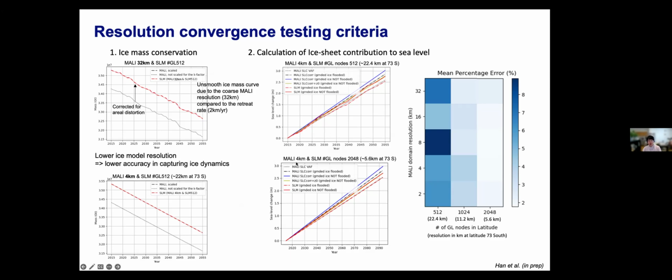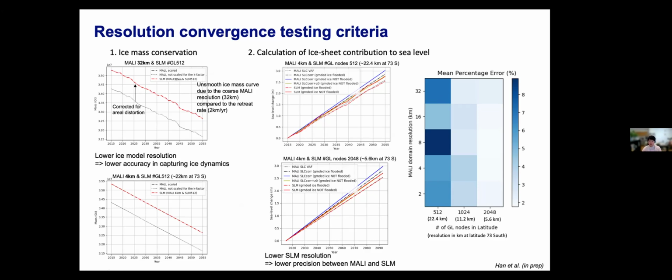Whereas in the bottom plot, it's MALI 4 kilometers versus a Gauss-Legendre number of points of 2048. That's about 5.6 kilometers at 73 south latitude, so that's less than a 1-to-2 ratio and closer to 1-to-1 actually. You can see that this red line lines up pretty well with the yellow line at the back. So you do this calculation of mean percentage error: you integrate the differences between the red line and the yellow line over the whole time series and make a heat plot. And you can see that what really matters is the balance between the ice sheet model grid size and the sea level model grid size.